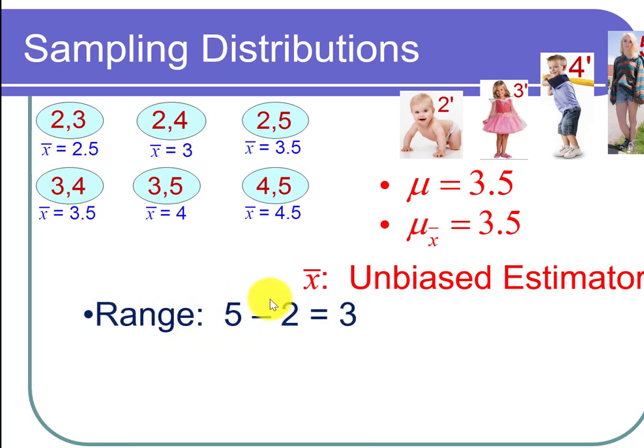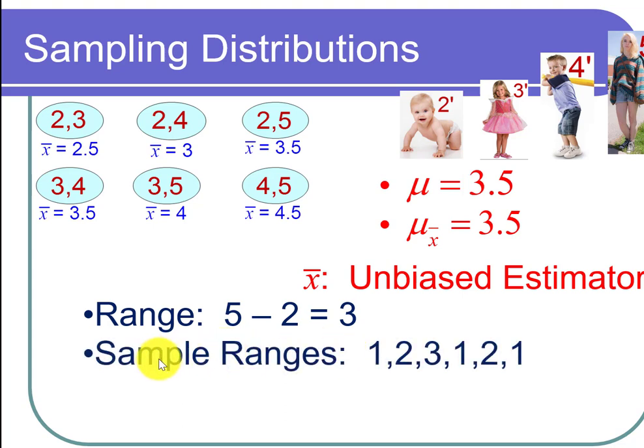On the other hand, if we look at the range, you look at the range of this group of people, the range is 3. 5 minus 2 is 3. On the other hand, if you look at the sample ranges, then we get 2 to 3, that has a range of 1. 2 to 4 has a range of 2. 2 to 5 has a range of 3. 3 to 4 has a range of 1. 3 to 5 has a range of 2. And 4 to 5 has a range of 1. So instead of the means, we're looking at the ranges for the samples.